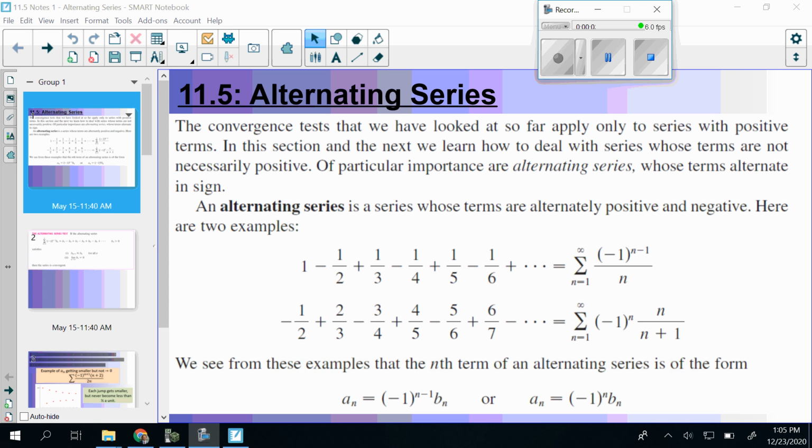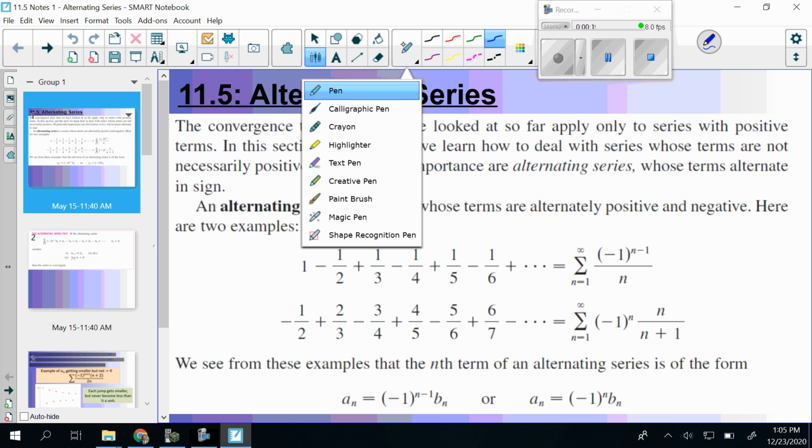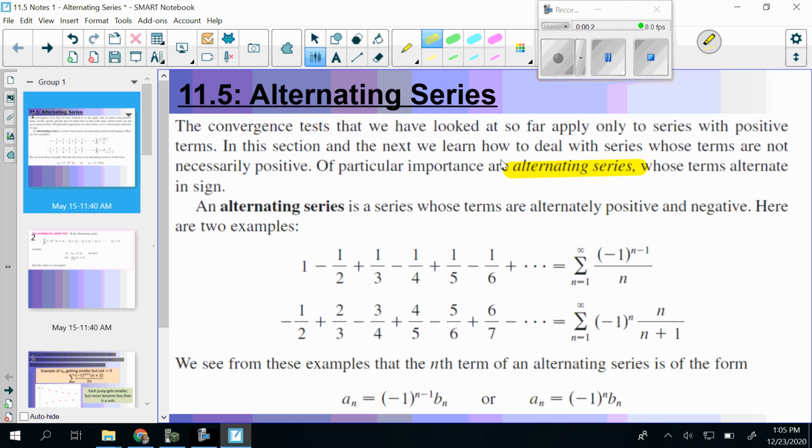All right, so far the tests we've looked at to see if something is converging or diverging all had to do with ones that had positive terms. What if we have a series whose terms are not always positive? In particular today, we're going to look at series that have alternating terms, so they alternate sign between positive and negative.